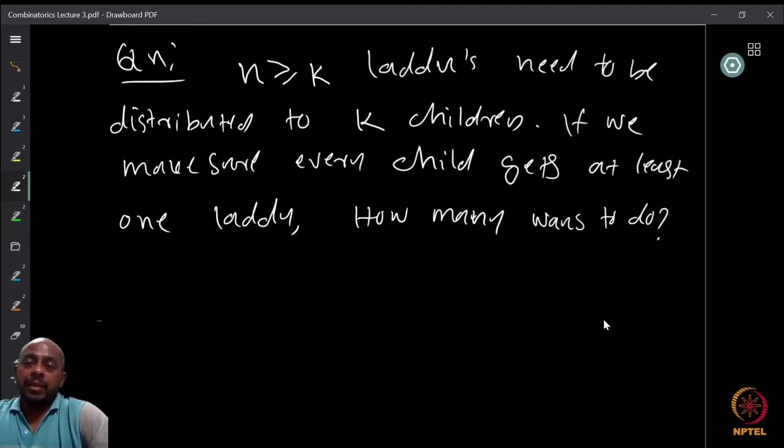Now, how do you solve this question? Again, think of laddus if it helps, and try to figure out how to do this yourself. If that doesn't help, we go to the next page.